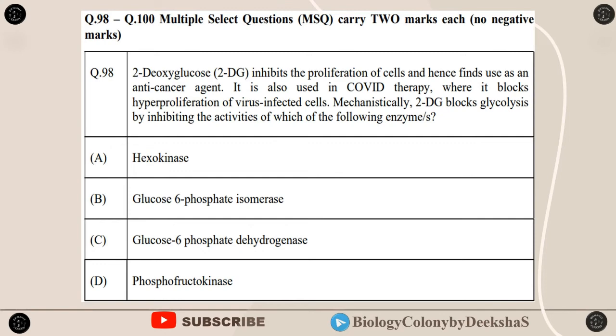So this question is an MSQ. It carries 2 marks. So 2-deoxyglucose, 2-DG, inhibits the proliferation of cells and hence finds use as an anti-cancer agent. It is also used in COVID therapy where it blocks hyperproliferation of virus-impacted cells. Mechanistically, 2-DG blocks glycolysis by inhibiting the activities of which of the following enzymes? Hexokinase, glucose 6-phosphate isomerase, glucose 6-phosphate dehydrogenase, or phosphofructokinase. So the answer is hexokinase and glucose 6-phosphate isomerase.